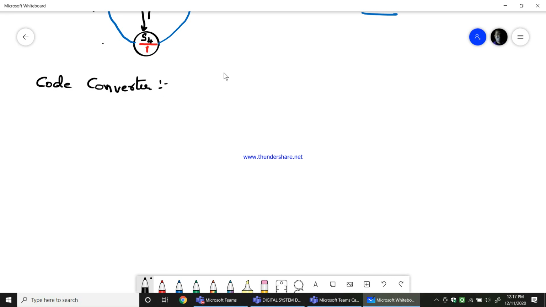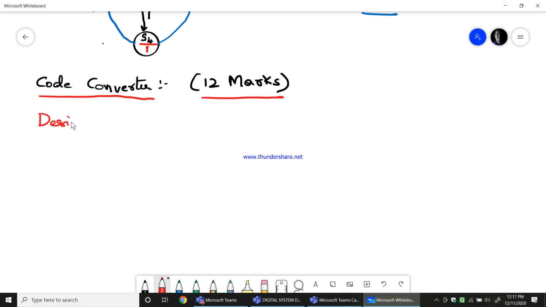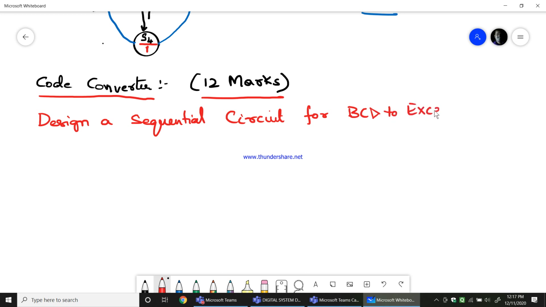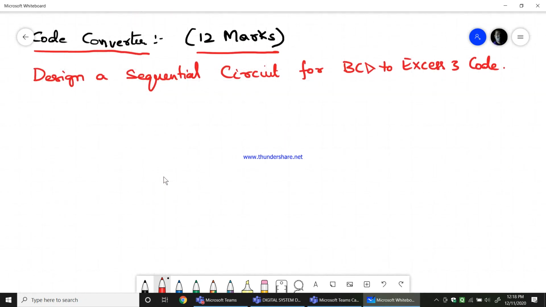So what we will be doing now is actually a 12 mark question. What is that question they might ask you? Design a sequential circuit for BCD to XS3 code. Okay, this is the question.